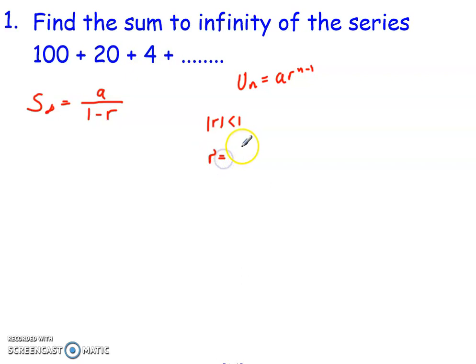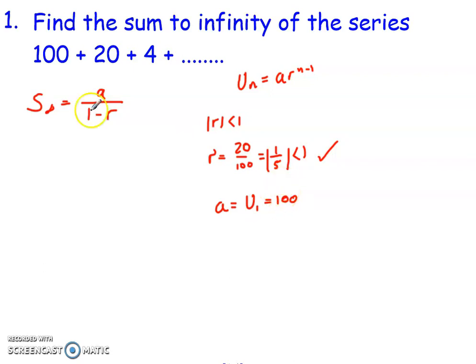Well, my common ratio in this case is going to be 20 over 100, or it could be 4 over 20. Regardless, it's going to be a fifth. And I know that fifth, the magnitude of it, is less than 1. So there we go, we've got the condition from a common ratio. I know it's going to have a limit. It's going to have a sum to infinity for this one. All I need now is the a, and then I can plug it in. But we know that a is the first term, u1, which in this case is quite simply 100.